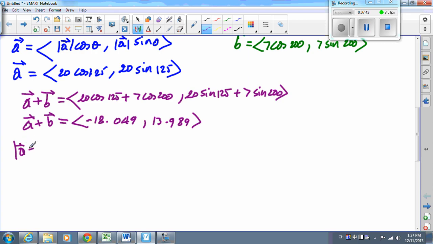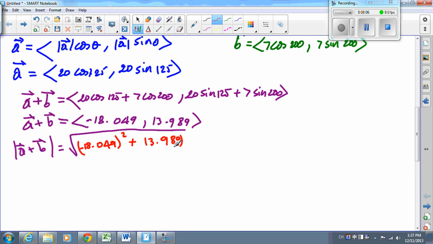Using my calculator, I will say this magnitude is equal to the square root of the first value squared plus the second value squared. So negative 18.049 squared plus 13.989 squared. Note that I'm taking it right from the values, the components of A plus B. So at this point, by the way, A plus B is actually my R. So this is equal to R, vector R.